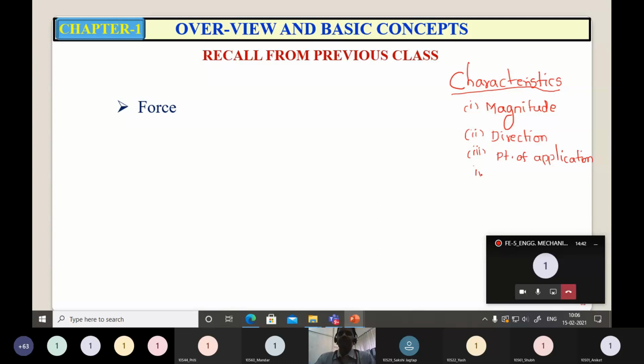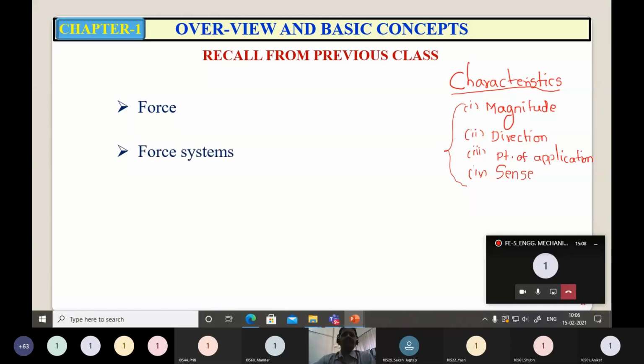And the fourth characteristic is sense. It indicates whether the force is trying to push the body or pull the body. It is indicated by the arrow head. So in order to define the force completely, you must know these 4 characteristics.